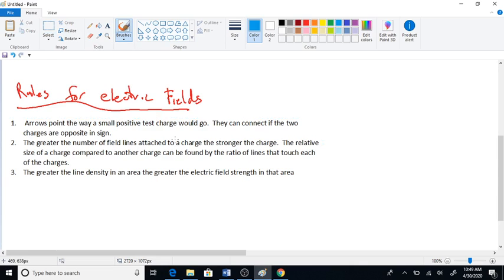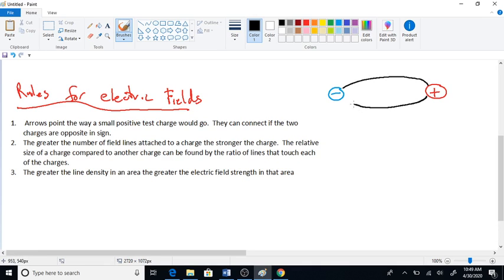They can connect between the two if the charges are opposite in sign. So let's just do a what-if, a little scenario. If we have a positive charge, unknown size, and we have a negative charge, what are these lines going to do? The way a positive test charge would go, well, let's draw a line connecting the two.